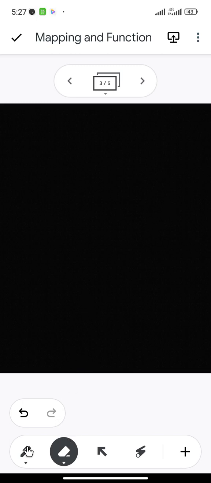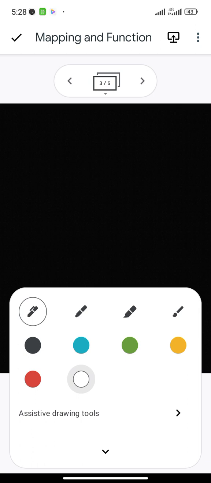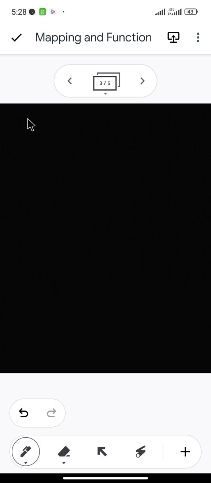All right, so we're going to talk about true mapping. True mapping. Now, there are just two rules to be able to identify the true mapping.